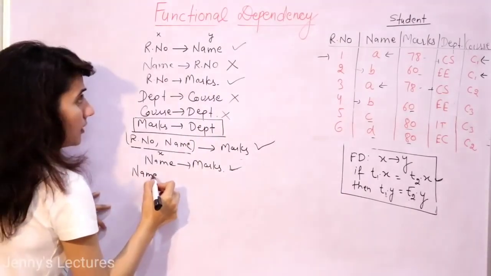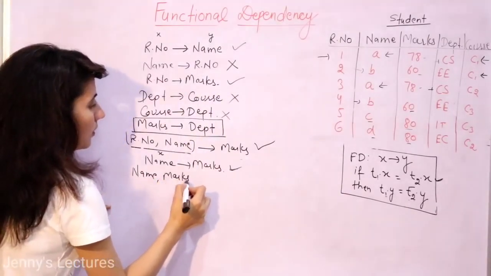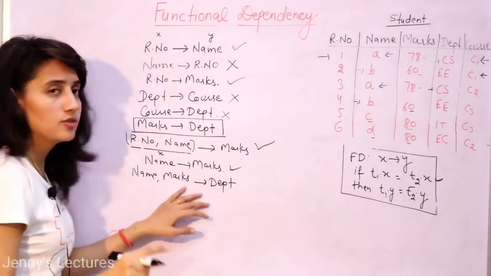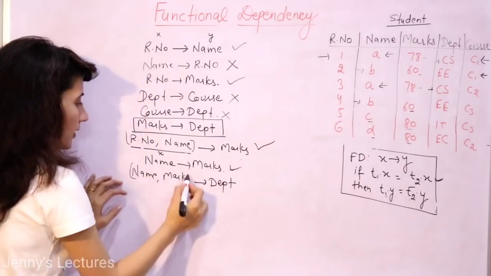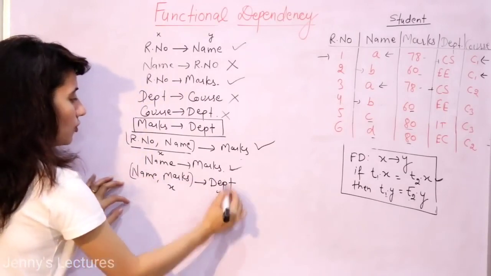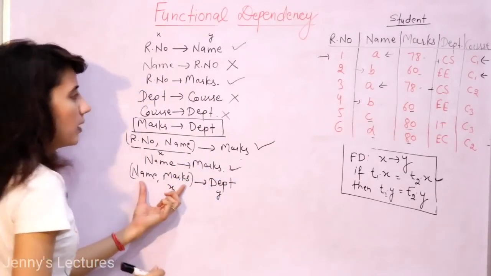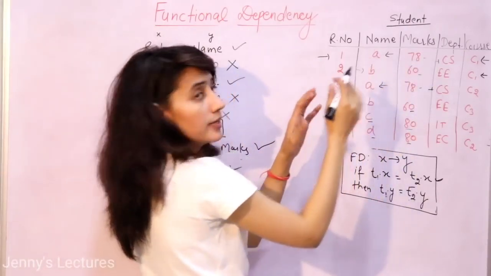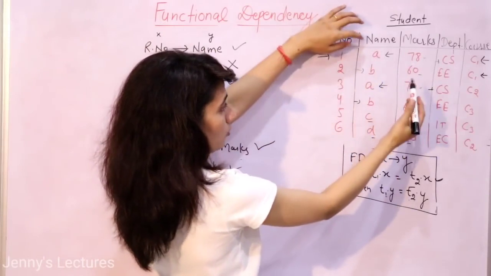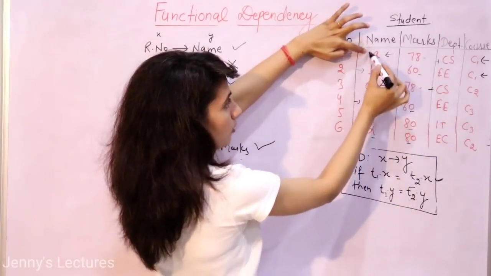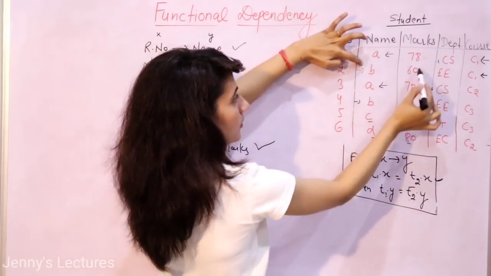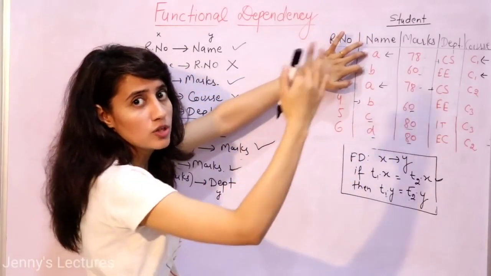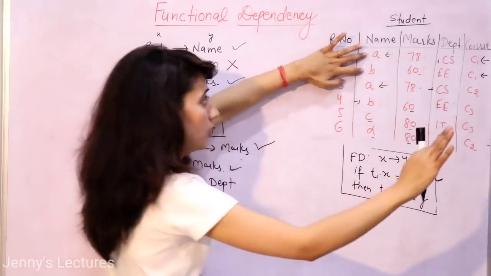Now suppose I am taking name, marks, determine, department. Is this a functional dependency or not? Now this complete is X and this is Y. Now name and marks, this complete. Suppose take any two tuples, check out the values. Suppose this and this. Here combination is A78, here B60. So the value of X for two tuples is not same, no need to check Y value. We don't care about Y value.